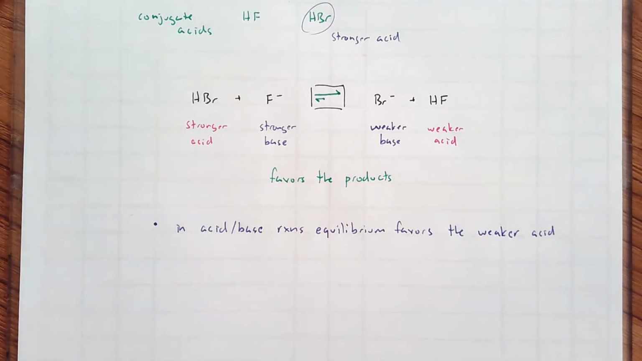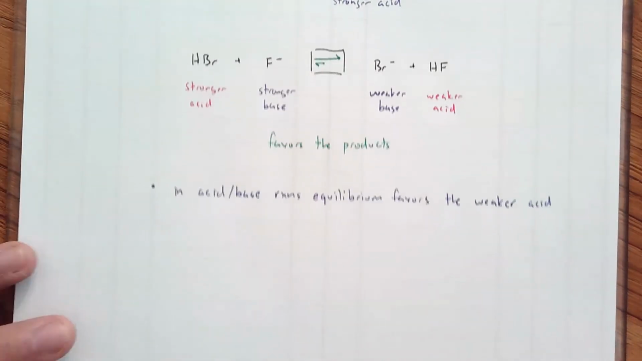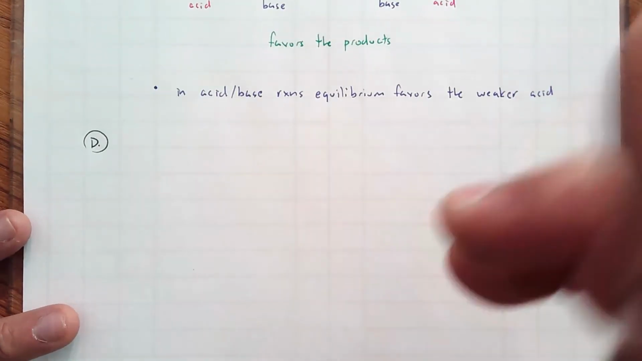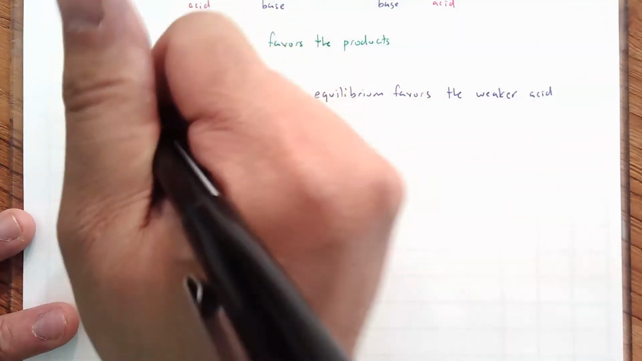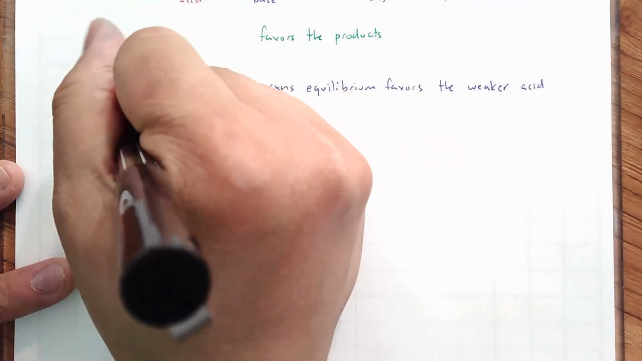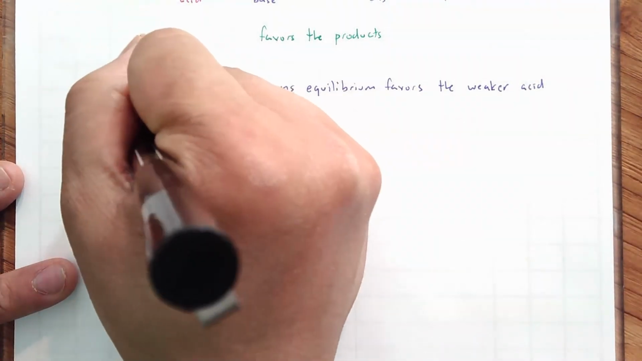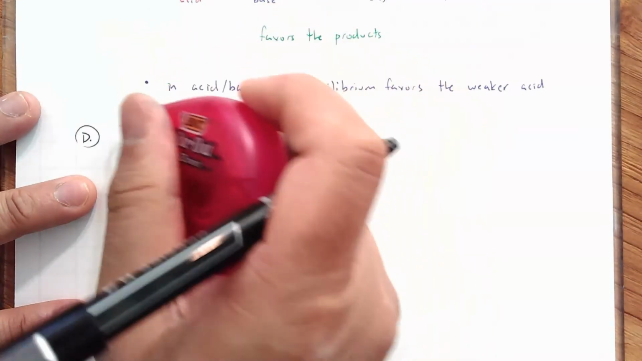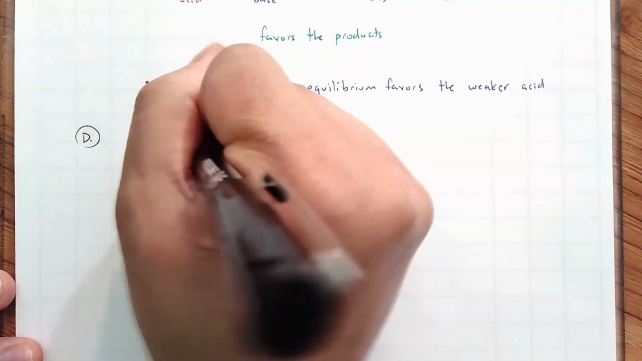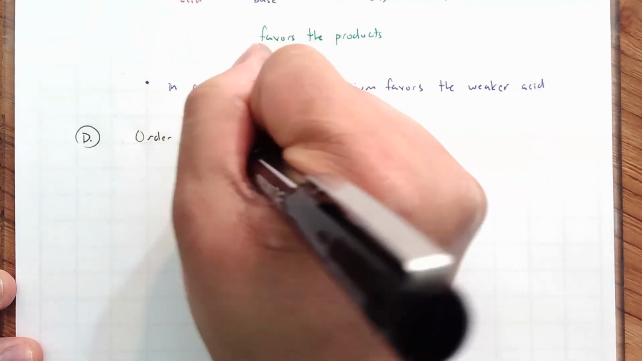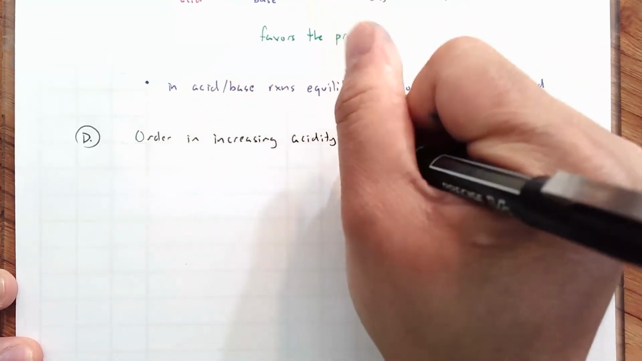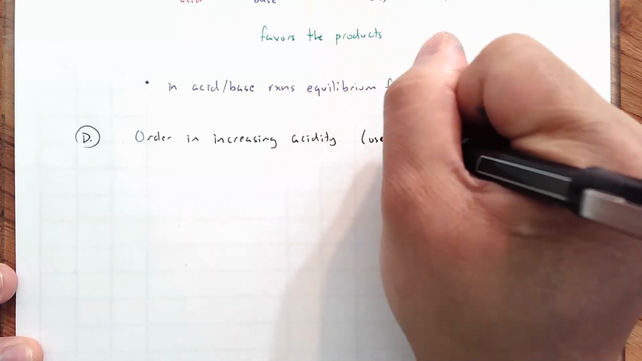Okay, I have one last. Oop, I do. Letter D. Stronger acids. So we've been identifying the stronger and the strongest bases. How about order? Order in increasing acidity. And we're going to use KBs now.